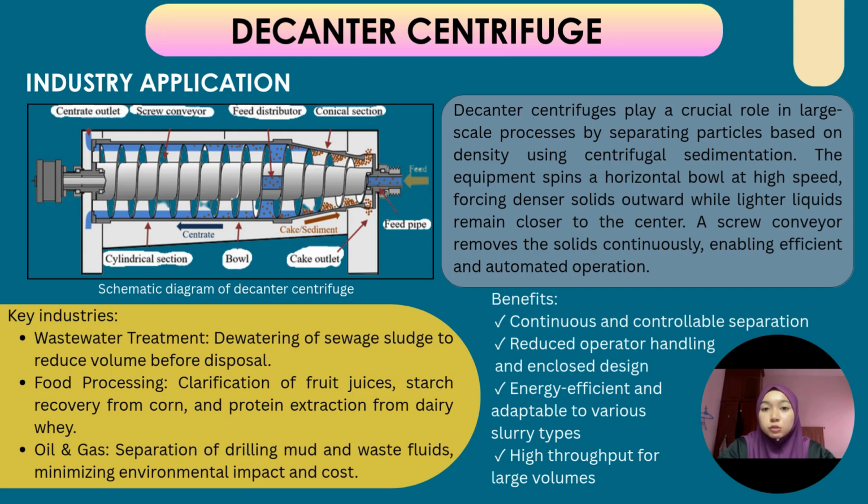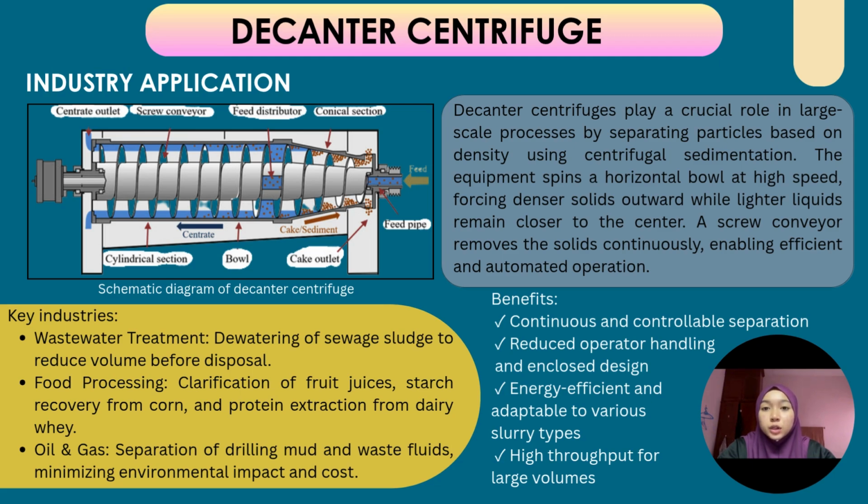A rotating screw then continuously pushes the solids towards a discharge point, where the lighter liquid flows out separately. This process runs continuously, making it ideal for industries that handle large volumes. In wastewater treatment, decanter centrifuges are crucial for sludge dewatering. They help remove excess water from sewage sludge before final disposal or incineration.